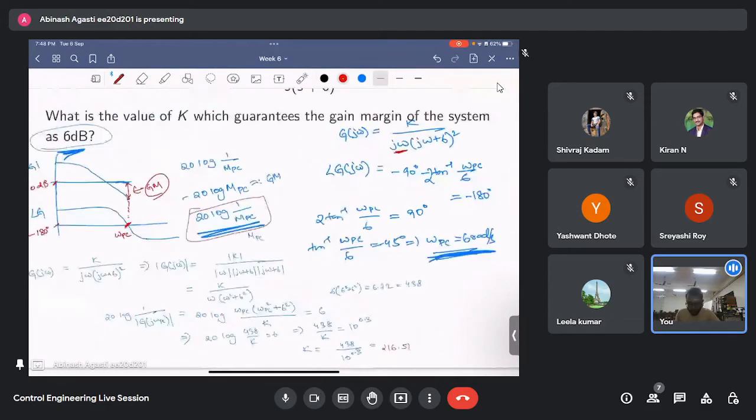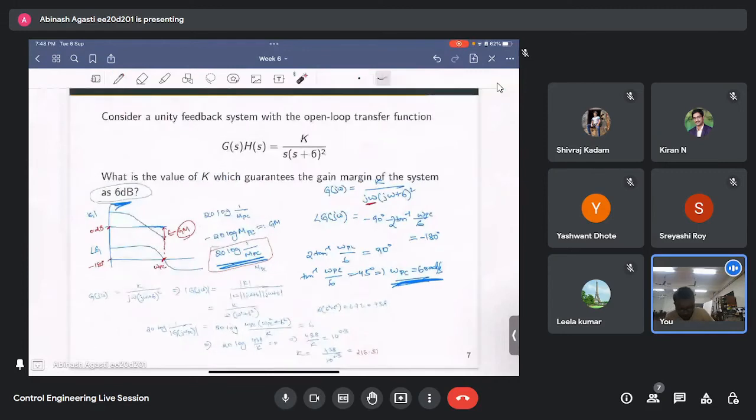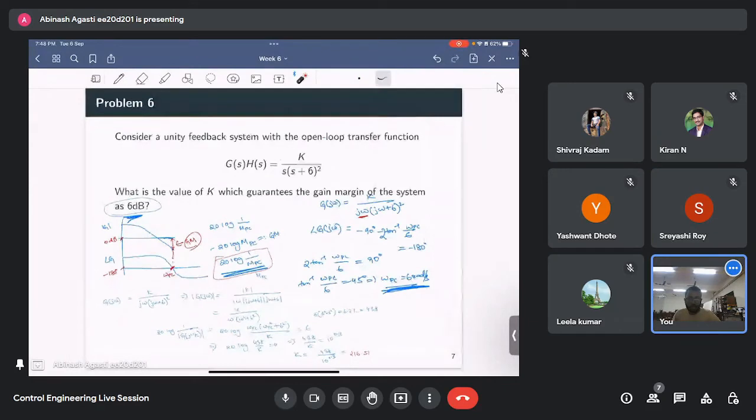What we did here was we were given a transfer function. Is everyone clear on this? Can we move forward? Yes, sir. Okay, so we'll move forward.